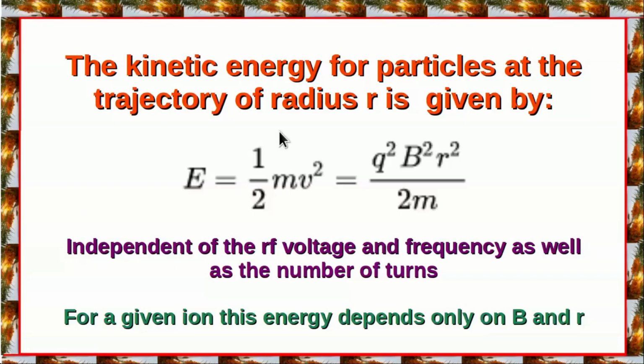given target. The kinetic energy of the particles at the trajectory of radius r is given by E equal to half mv squared, and substituting for v from the earlier equations, this is equal to q squared B squared r squared by 2m. And this is independent of the voltage and frequency as well as the number of turns. For a given ion, this energy depends only on B and r.